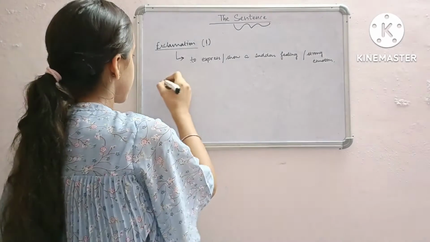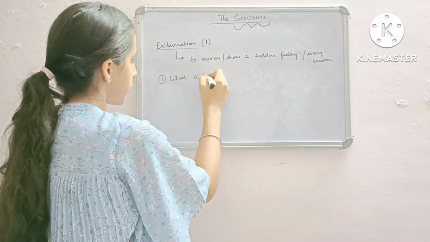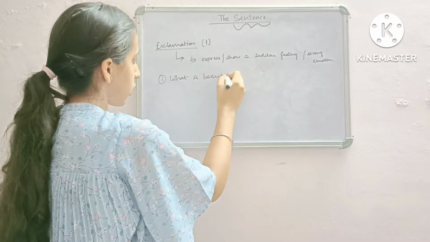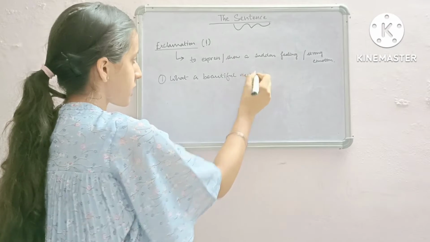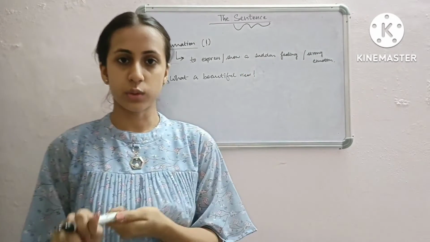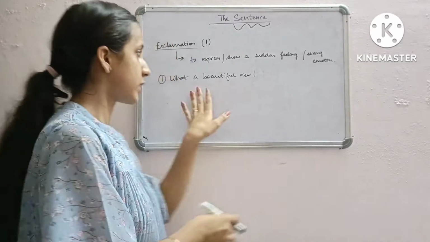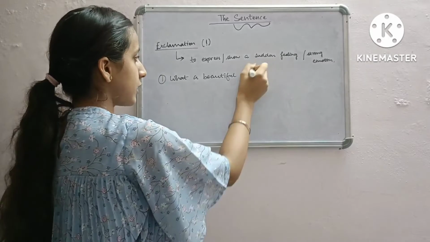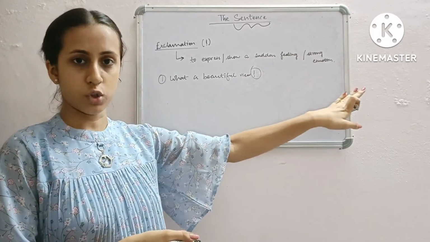For example, it can be: what a beautiful view! This means that you're very much impressed by the view, by the beauty of the view, and you're like, what a beautiful view it is. Okay, so that's an exclamation mark at the end. That's telling us about a sudden feeling or a strong emotion.